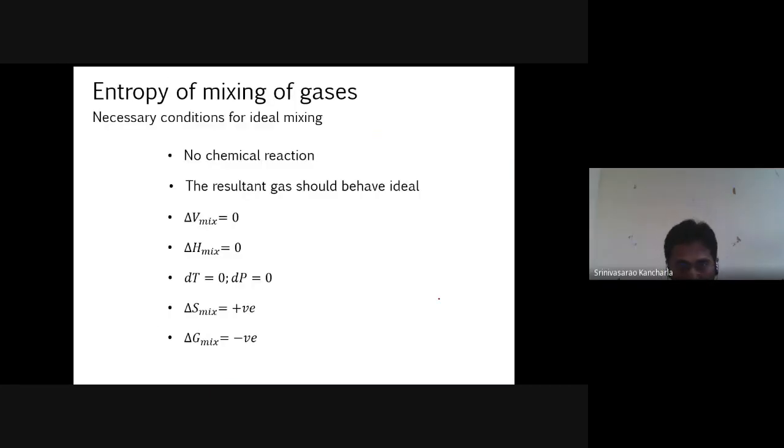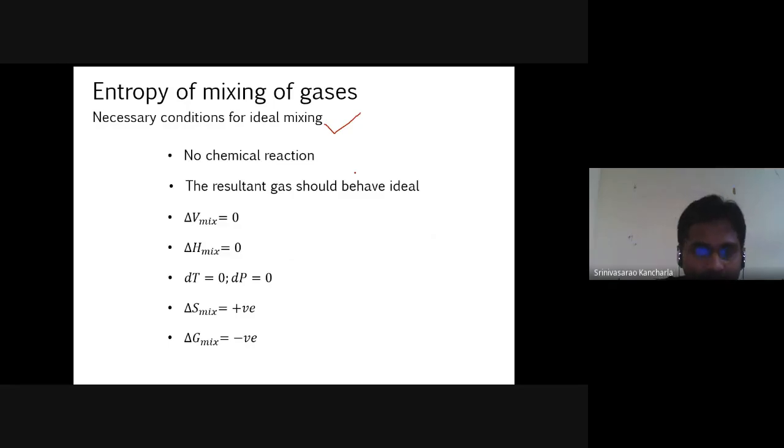Yesterday we also discussed the entropy of mixing of gases. We will have a little more detail about that. When you are measuring the entropy of mixing of gases, remember that we are considering ideal mixing. You might have read about ideal solutions: when you mix solution A and solution B, the overall volume should not change.